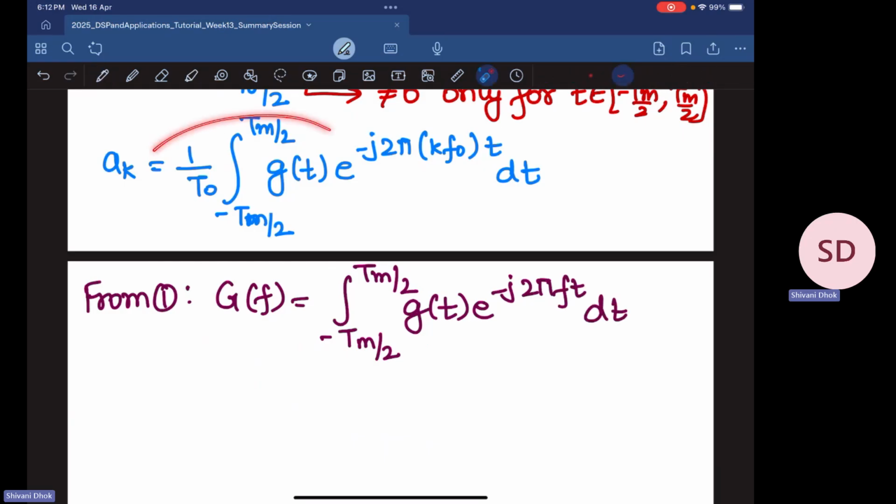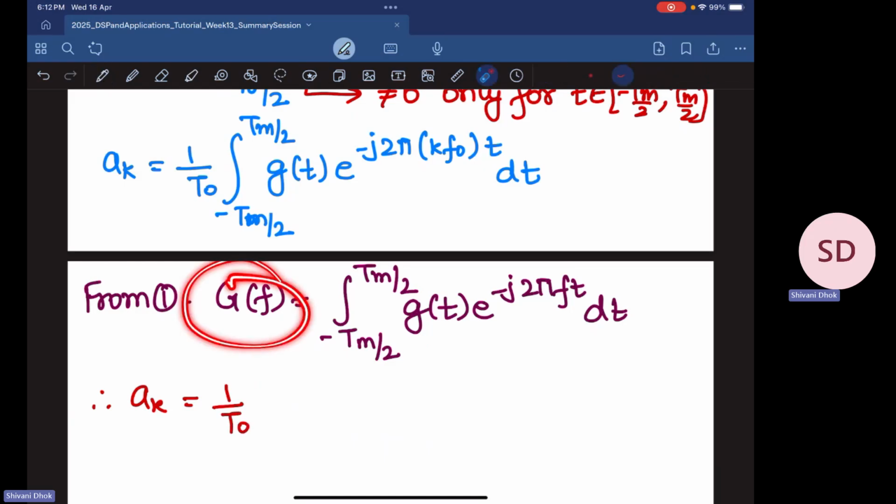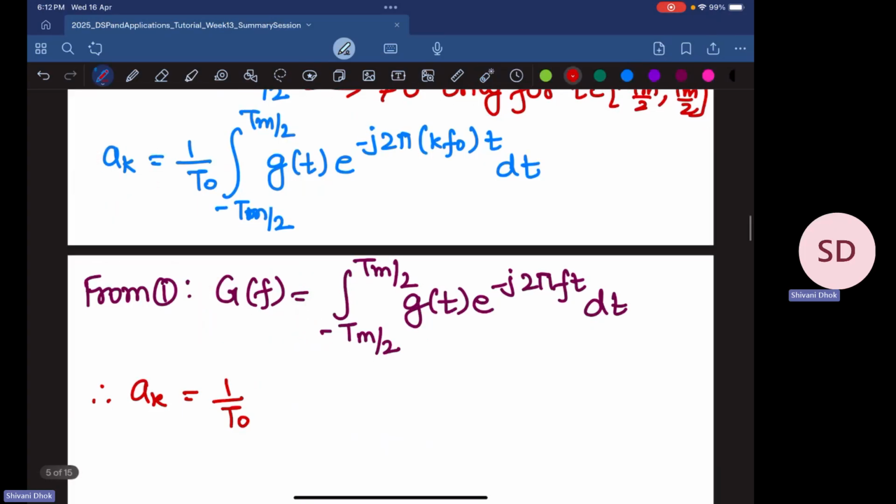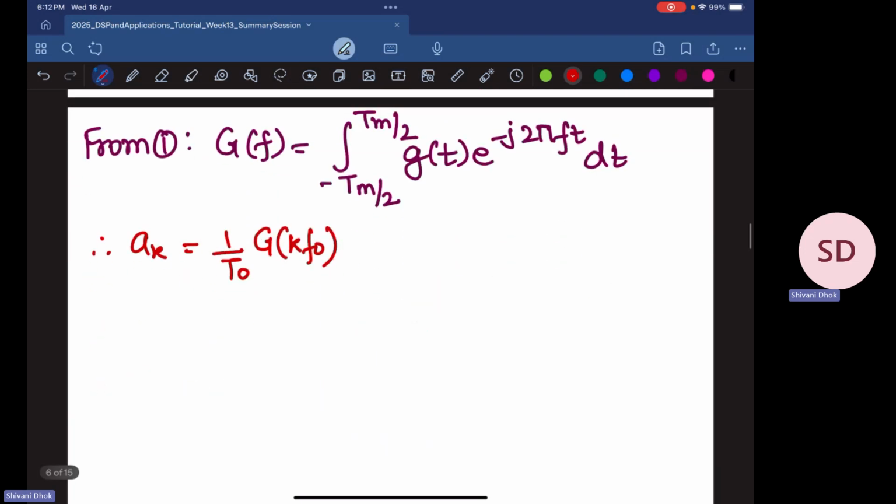And when we compare this and this, what we observe is about the a_k's. This a_k is 1 over t naught times this function g. When I put f equal to k times f naught, I get a_k scaled by a factor of 1 by t naught. So a_k is equal to 1 over t naught times g of k times f naught. So this is my a_k.